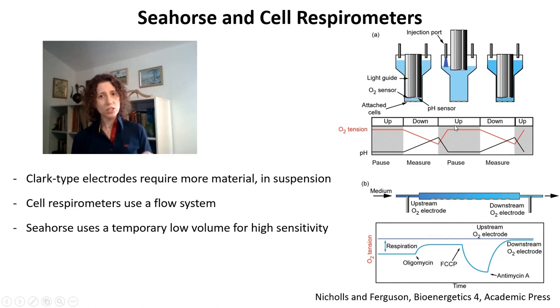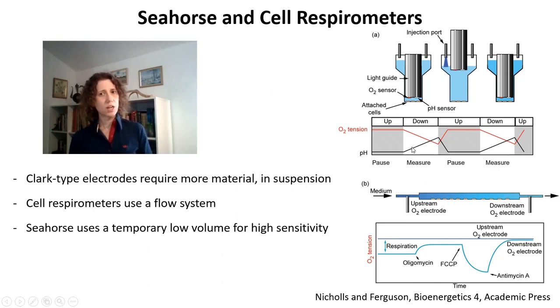So by changing this volume to a very small volume just while the measurements are being done, you can actually have a lot more sensitivity for plated cells. You can detect very small changes in oxygen consumption, very small amounts of oxygen consumed, because you're detecting them in a very small volume. So the change in concentration is going to be significant.